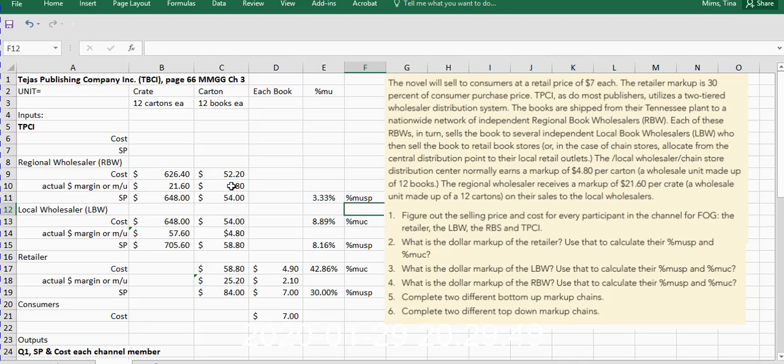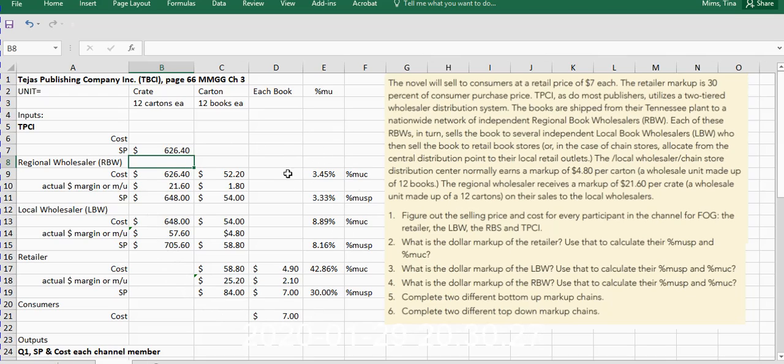Now we're going to do the same thing again, but we're going to make our denominator the cost: the difference divided by cost this time, which tells us the percent markup on cost. Isn't that cool? And here again, we know that if our cost of the regional wholesaler is $6.26, we have now learned what the sales price is of the manufacturer on a crate. Okay, so we've completed all of the calculations that I think we can.